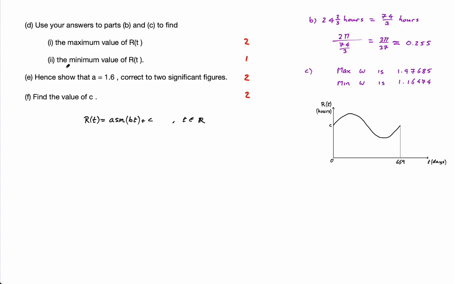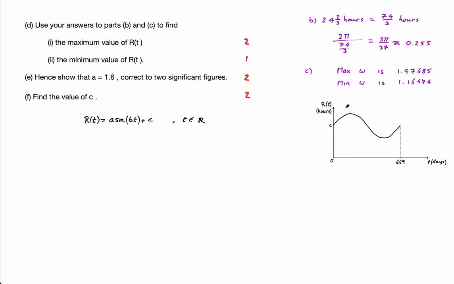Okay, for part D, it says use your answers to parts B and C, which I've put over here, to find the maximum value of R of t. This is the function R of t, and this is the graph of R of t. If you remember, R of t is the number of hours from the start of the day until sunrise. So it's kind of like from midnight to sunrise, and we're trying to find the maximum value of R of t. So it's like the longest night, if you want to think of it like that. We're trying to find the maximum, which is up here.